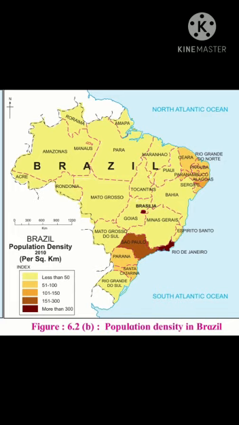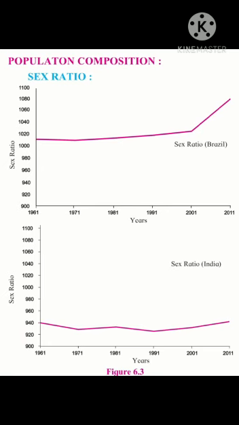And now we are going to discuss the sex ratio of both the countries, for India as well as for Brazil. So in our next slide we are going to observe a figure 6.3 where we can compare the sex ratio of both the countries like India and Brazil. First of all, we should understand what is sex ratio. Sex ratio means the number of females per thousand males in the region.